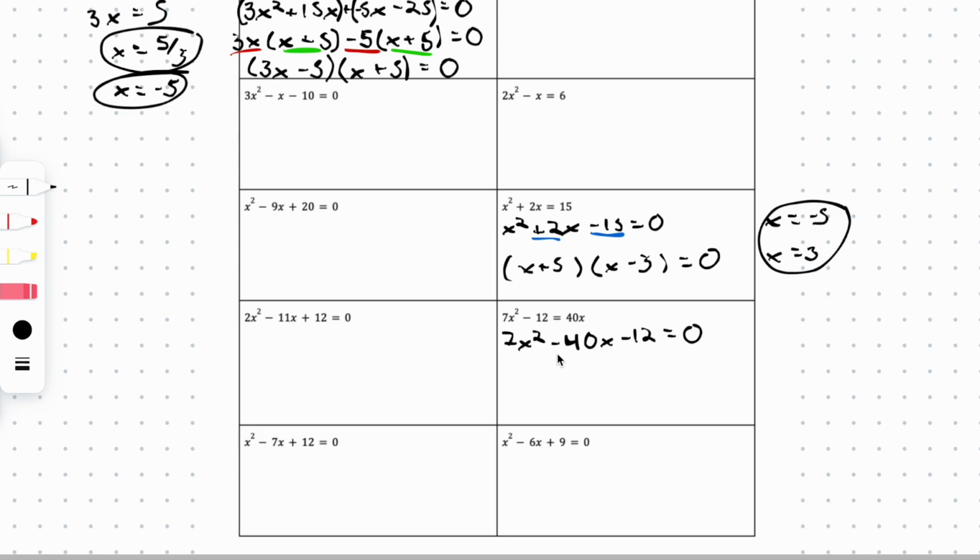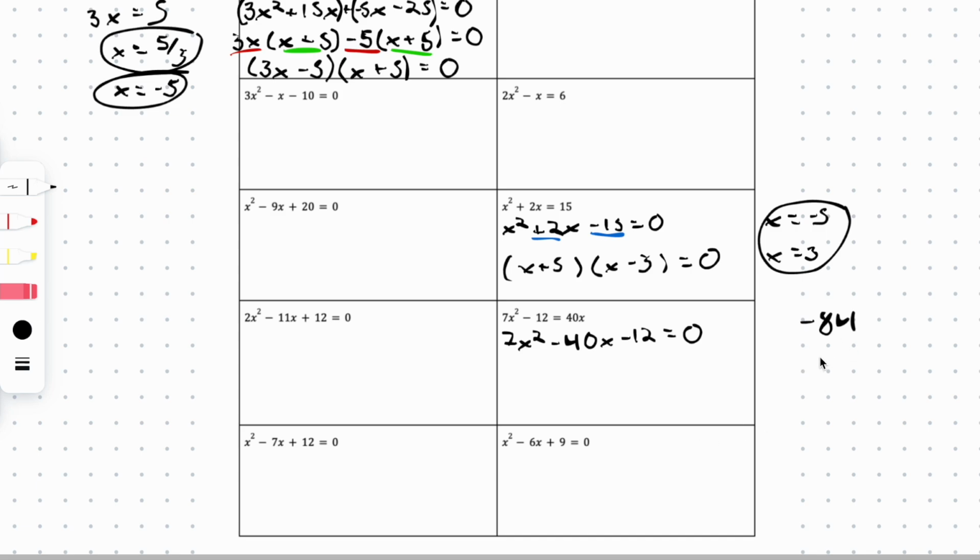So we want to multiply our a and c values. So 7 times 12, that's going to give us -84. And now what are some factors of -84? We have 1 and 84. We also have 42 and 2. And those two values seem like in some way they can add to 40.